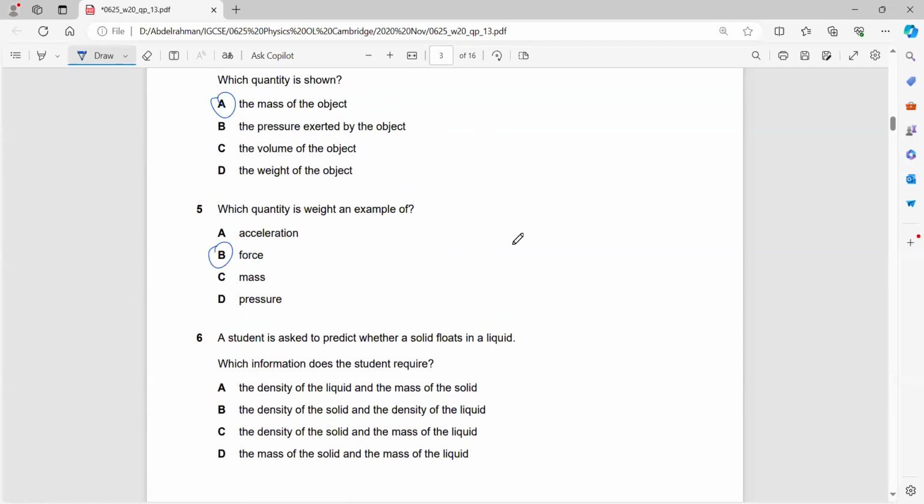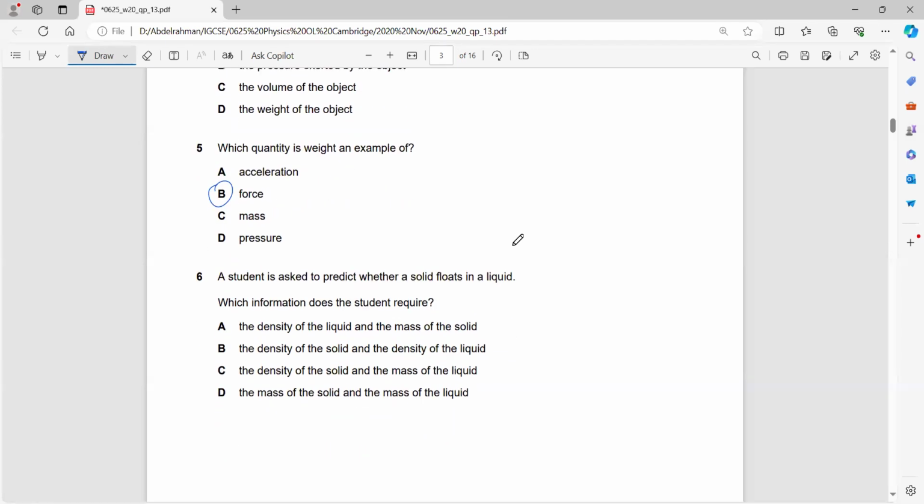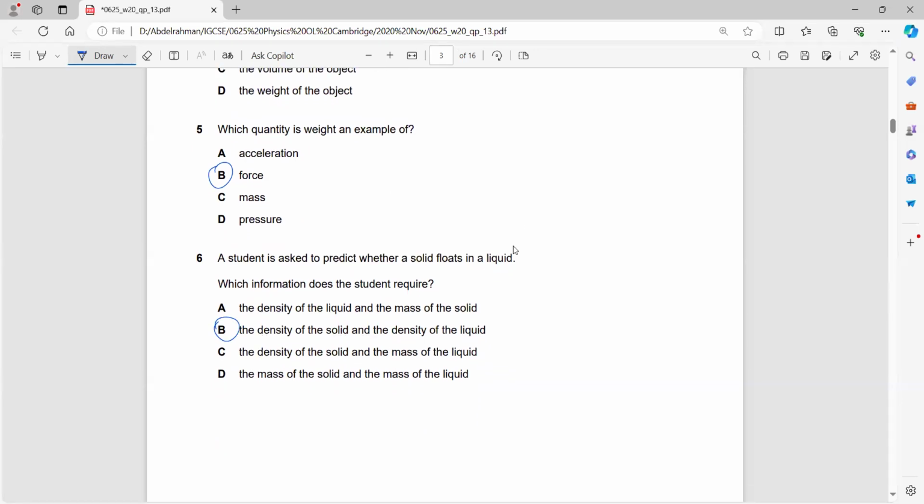A student is asked to predict whether a solid floats in a liquid or not. Which density does the student require? The information is about the density, and you need both the densities of the solid and the liquid.